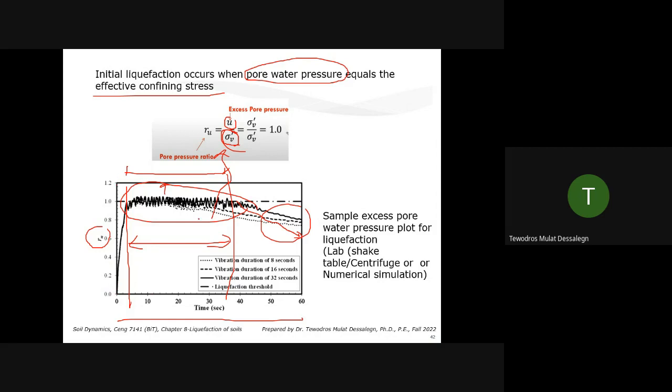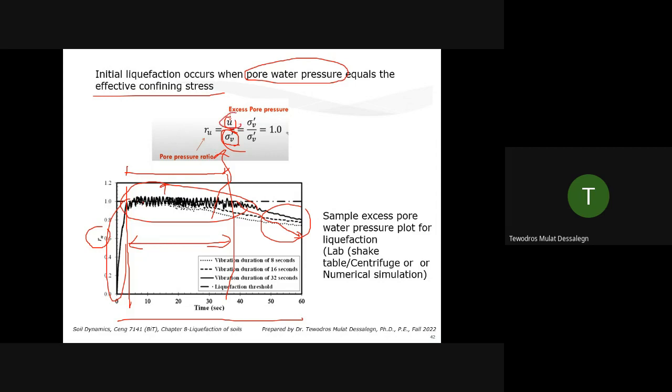Those tests, shake table tests and centrifuge tests, are producing a result like this. You have seen that shake table test where a lot of instrumentation, like pressure sensors, is at every depth. Finally, you can plot a result like this. You know exactly at every depth when the water pressure increases, and at what time the effective stress is equal to the pore water pressure.